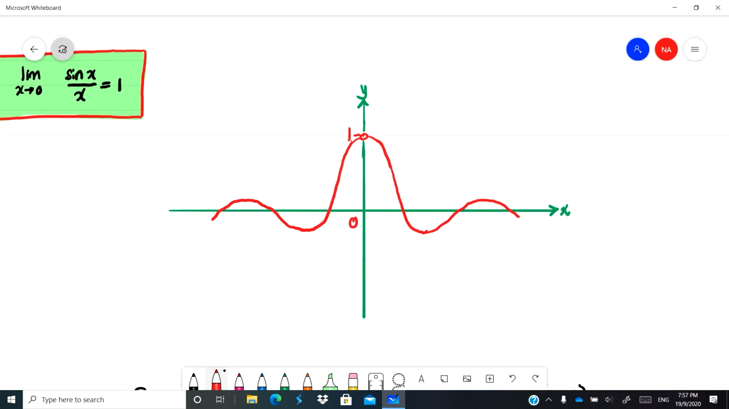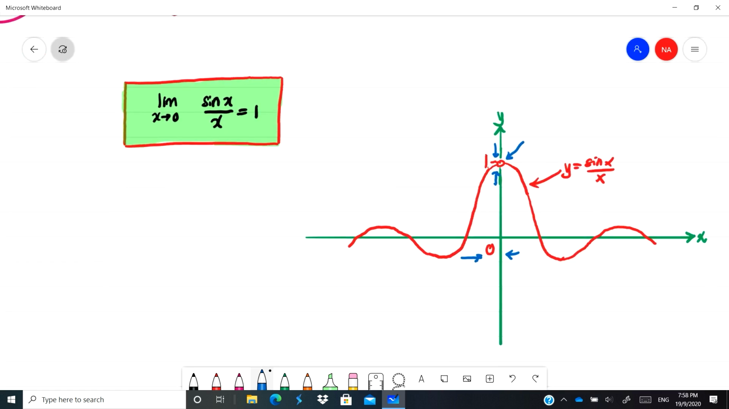Why? Because this is the graph of y equals sin x over x, and we have a hole here. Please note the hole means the function is not defined at x equal to 0, but because we are looking at the limit, as x approaches 0 the function approaches the value 1. The function is not defined there, but the limit exists and its value is 1. Please memorize this squeezing theorem.